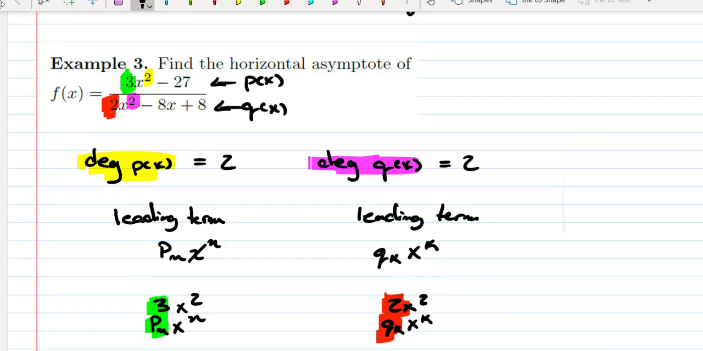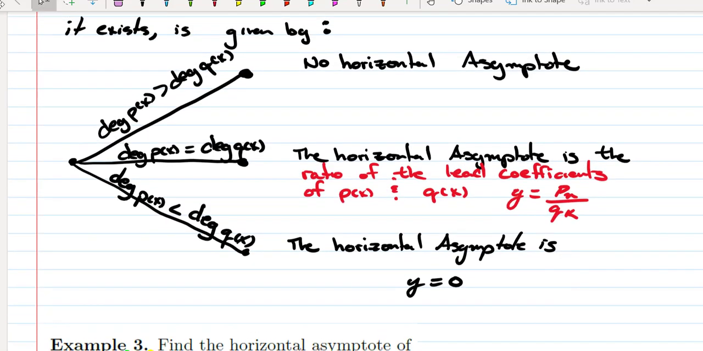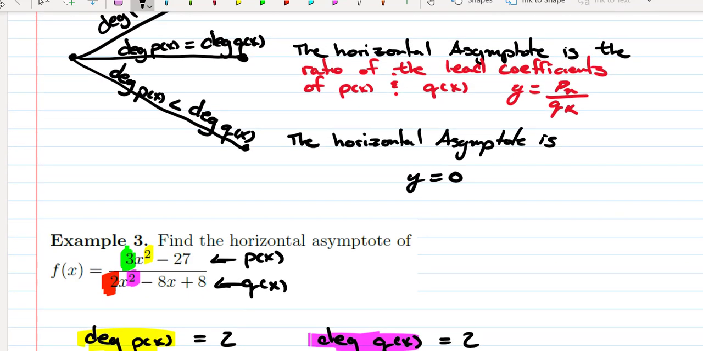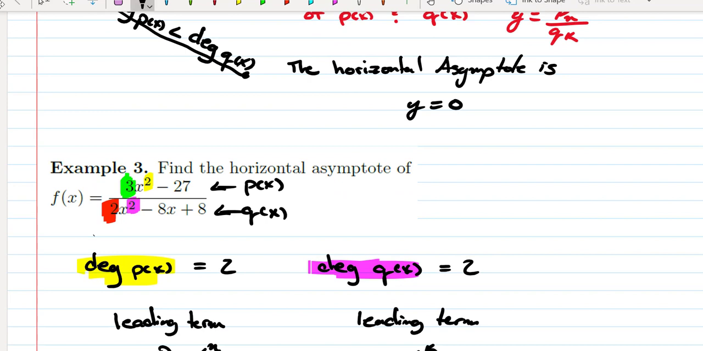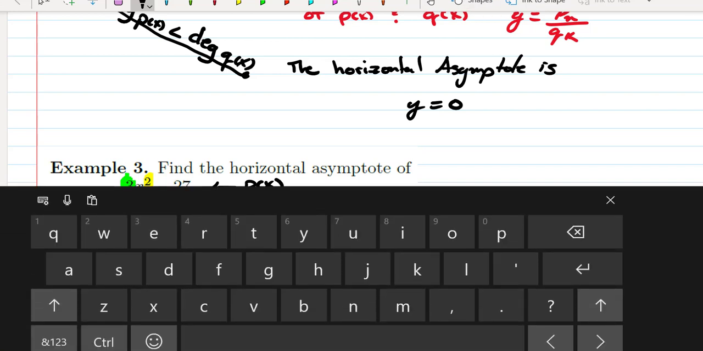So the key ingredient to all of this depends on the degree of the two polynomials. Essentially, if the degree of the numerator is bigger than the degree of the denominator, there's going to be no horizontal asymptote. If their degrees are the same, like what we just had, they were both degree 2, we take the ratio of the lead coefficients. If the degree of the numerator is smaller than the degree of the denominator, then the answer is just y equals 0, and that's it. Those are the only 3 things that can happen.